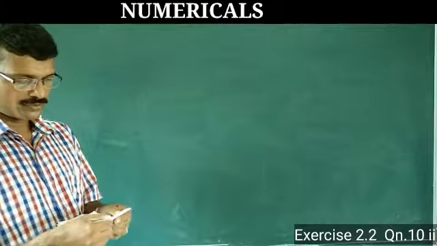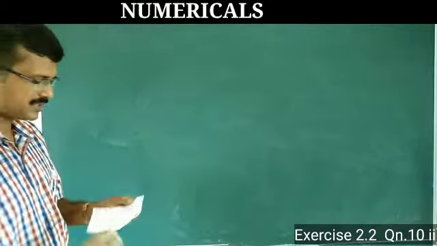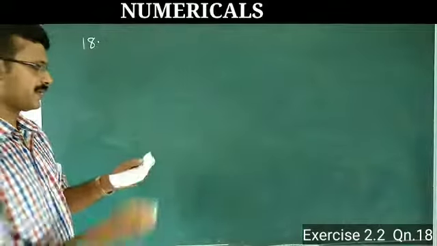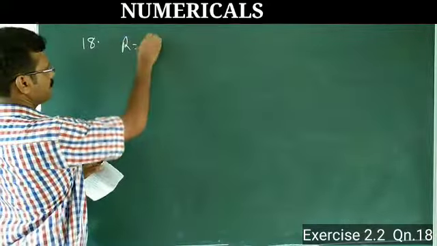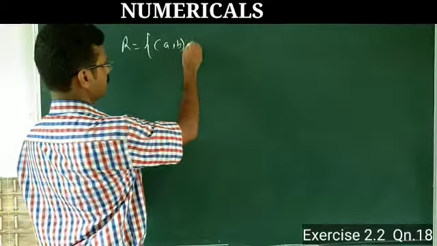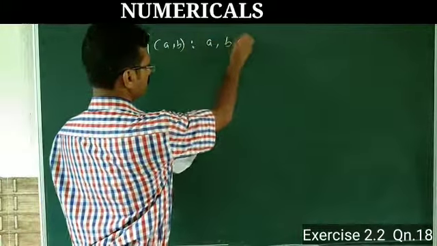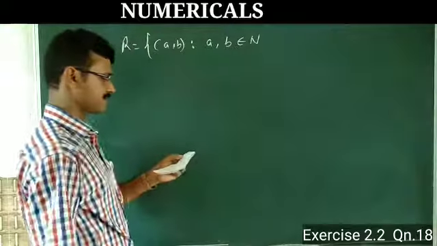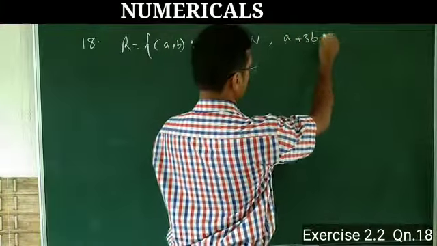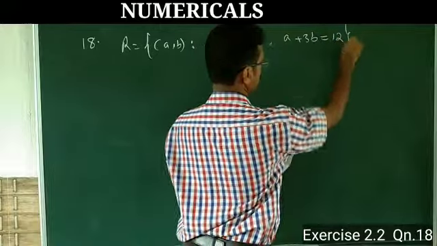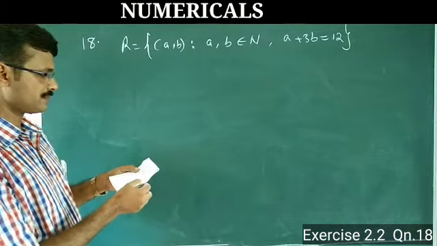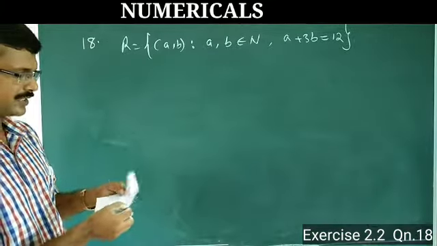Ten is over. Now question number 18 we will do. Here R is given, in set builder form, R is equal to the set of (a, b) such that a and b both are natural numbers and a plus 3b is equal to 12. We have to list the elements of R, and find the domain of R and range of R.